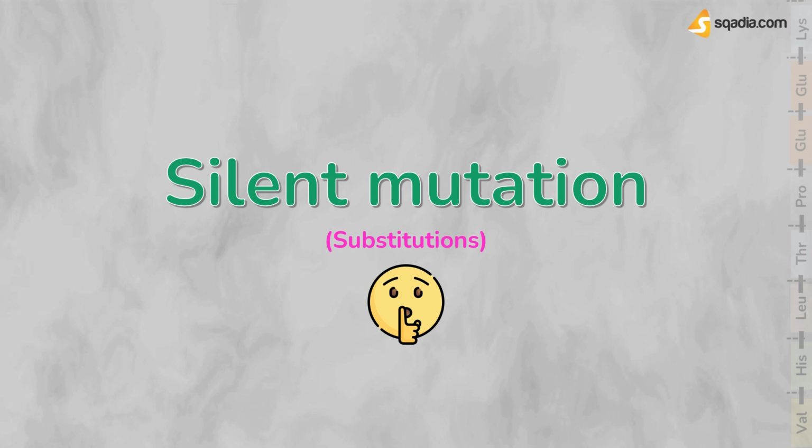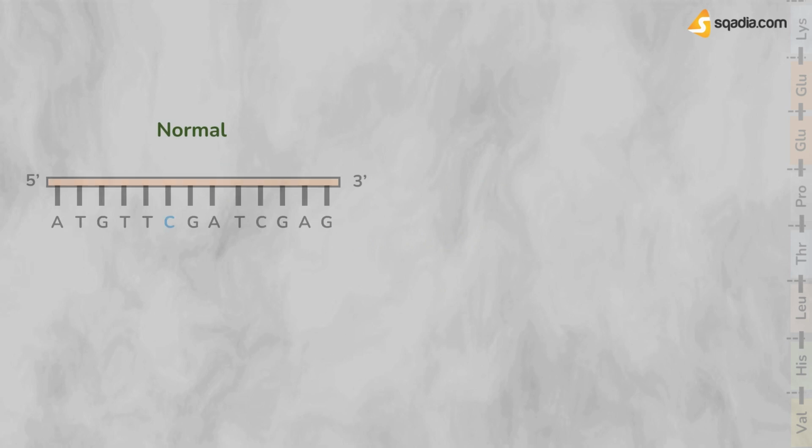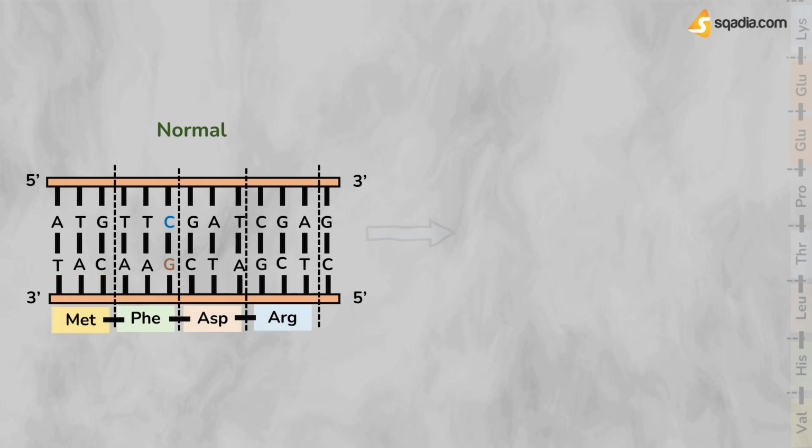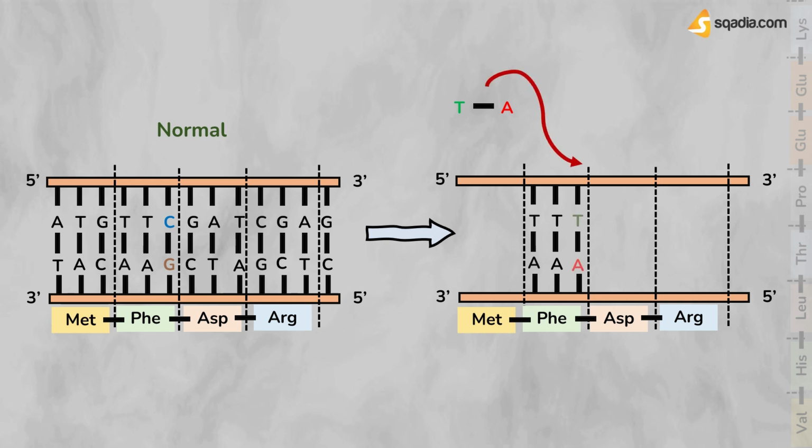it is a silent mutation. This is the normal sequence, having sense strand and antisense strand, and they encode these amino acids. Now thymine and adenine are substituted, and cytosine and guanine are removed. It is called silent because both thymine-cytosine and thymine encode for phenylalanine.